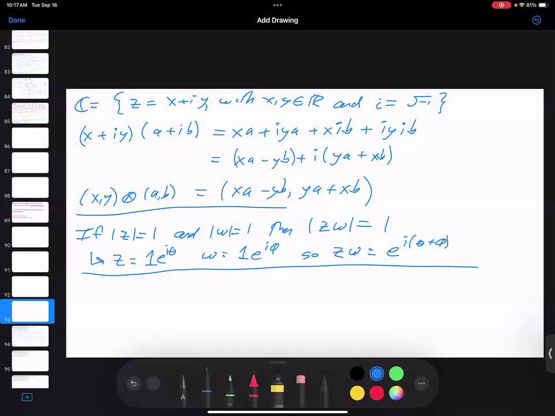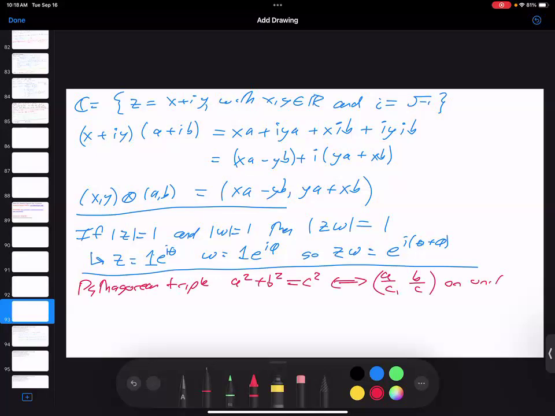So if I give you a Pythagorean triple, a squared plus b squared equals c squared, we can convert this to a over c, b over c on the unit circle. What this tells us is we get something new that's on the unit circle. If you're on the unit circle, if I just multiply through by the denominator, I get another Pythagorean triple. We can use this to form new Pythagorean triples.